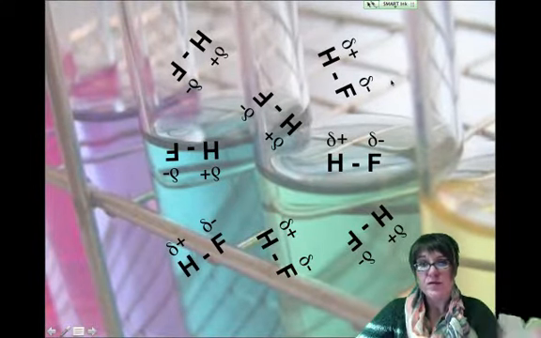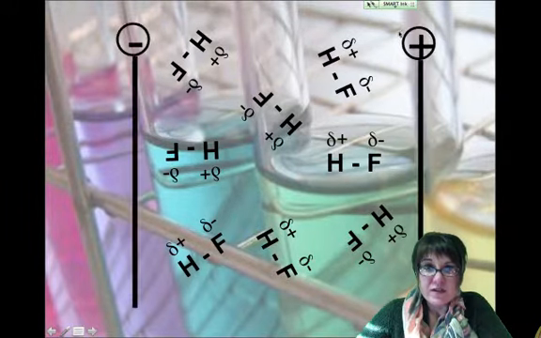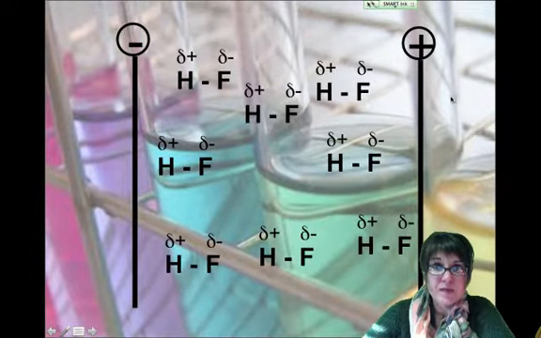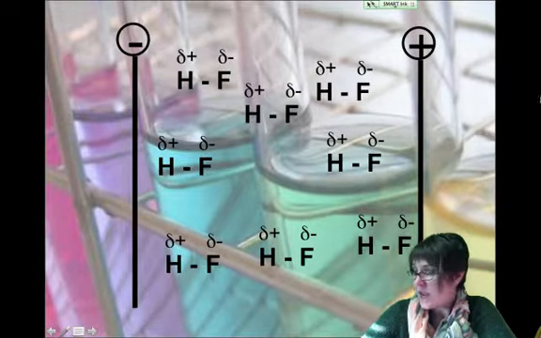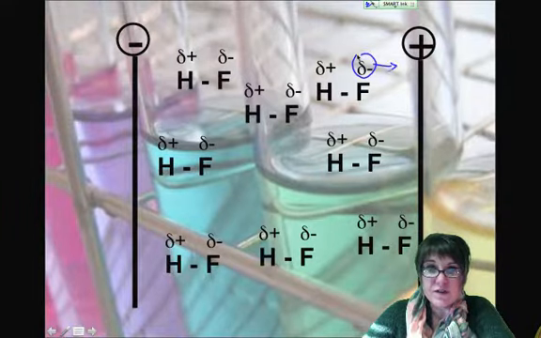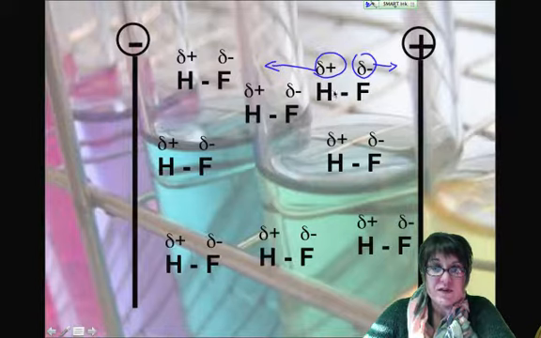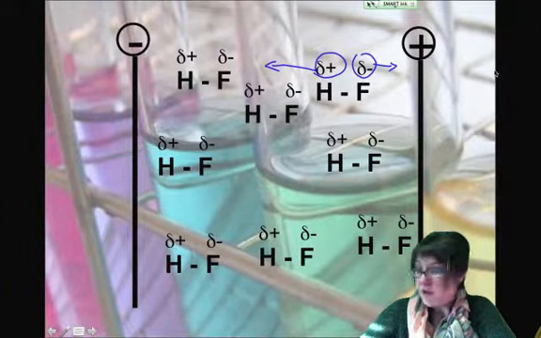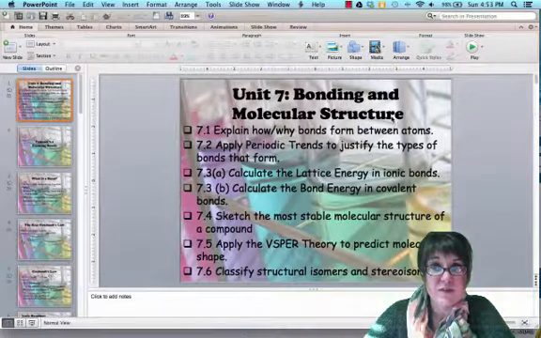So here's our random assortment of molecules. Now let's apply an electrical field to these molecules, and notice how the molecules line up so that the negative end of the molecule is facing the positive end of our electrical field, and the positive end of our molecule is aligned with the negative end of the electrical field. If these were non-polar covalent bonds, then this molecule wouldn't line up this way. They would stay in their random shape.